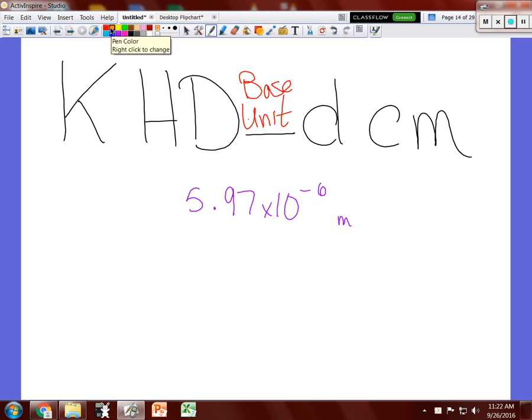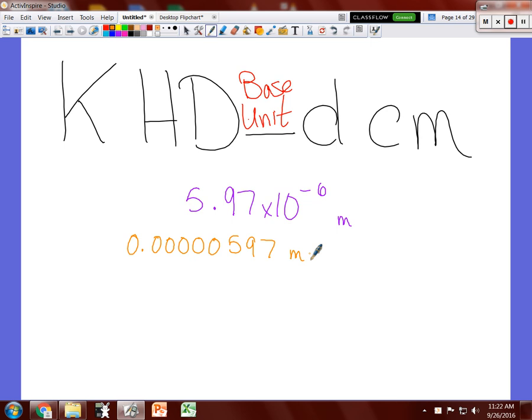Now let's think logically here. I've got to move it 6 places to the left. So how many zeros do I need? 5. Fantastic. So 0.1, 2, 3, 4, 5, and then 597. And that's meters. Does that make sense?